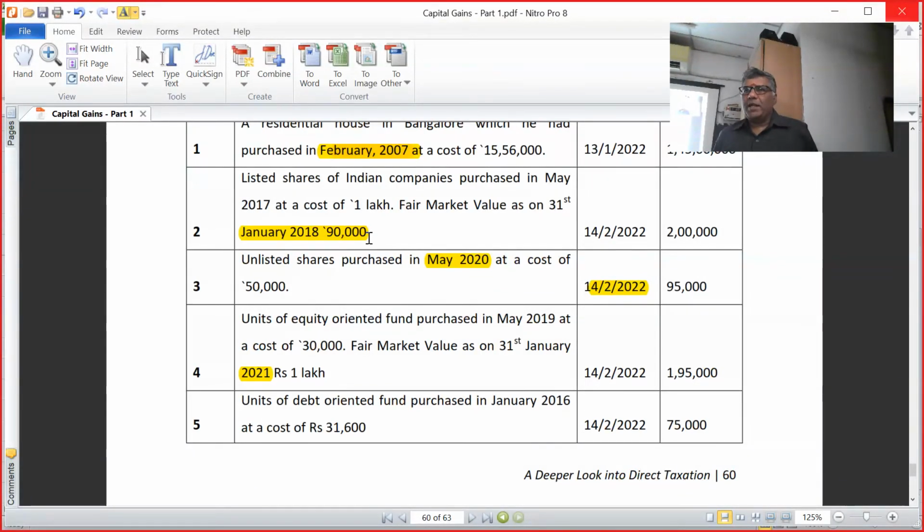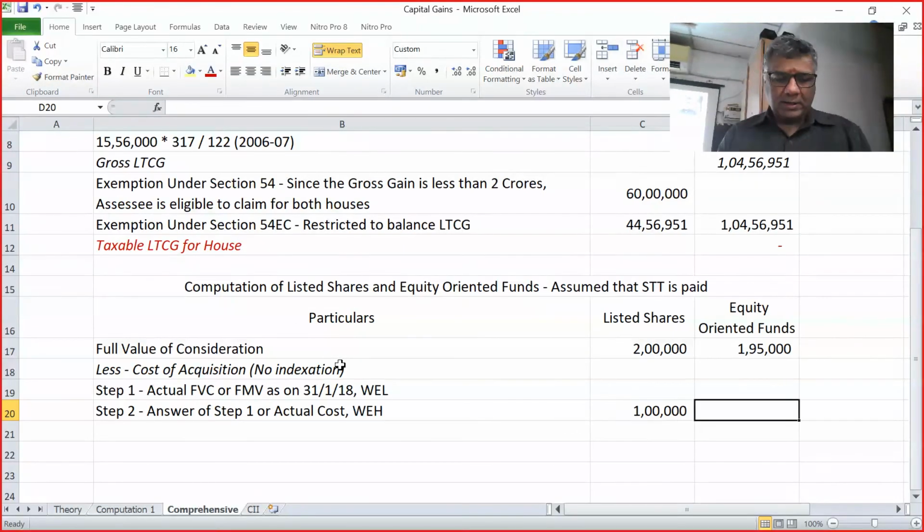Again repeating, full value of consideration or fair market value as on 31/1/18, whichever is less, 90,000. That answer with actual cost, whichever is higher. Similarly here, 195 or 1 lakh, whichever is less, 1 lakh. 1 lakh or 30,000, whichever is higher, 1 lakh.